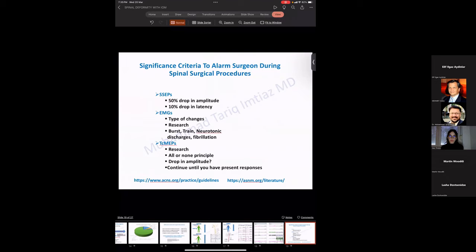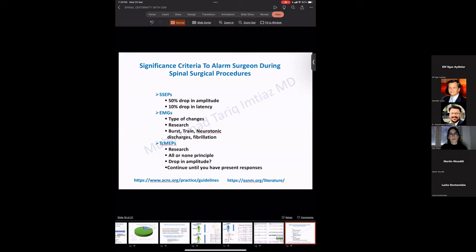Now, this is the significance criteria we follow, as I discussed, for SSEPs: a 50% drop in the amplitude, which is the size of the wave, or a 10% change in latency, which is the time it takes from the point of stimulation to the point of recording. Then I just showed you in the previous slide the types of discharges. A normal burst, or here and there infrequent discharges, we still communicate to the surgeon, but we do not really get alarmed.